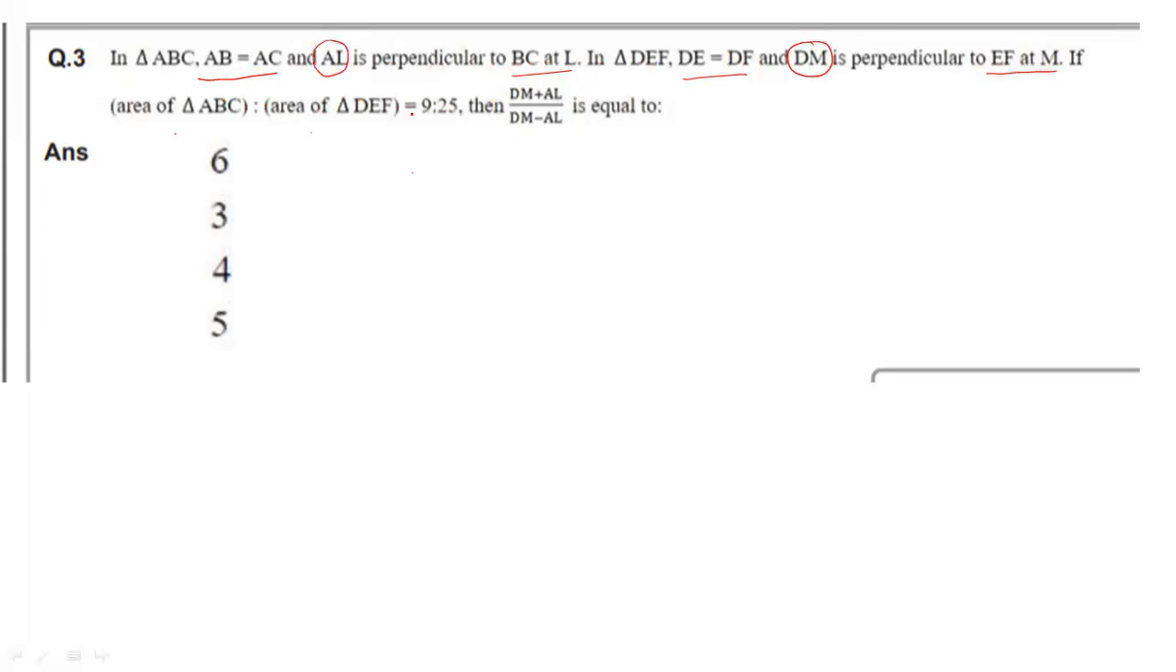Okay. So in two similar triangles, if the areas are in the ratio 9:25, their corresponding sides should be in the ratio 3:5. So I can say DM is 5 and AL is 3. So he's asking 5 plus 3, 8, by 5 minus 3, 2. So what is 8 by 2? 4. Go to the next question.